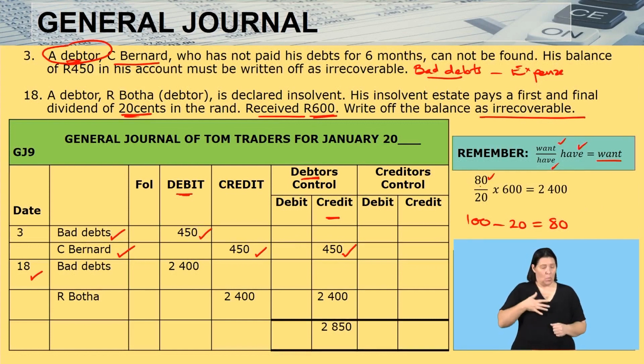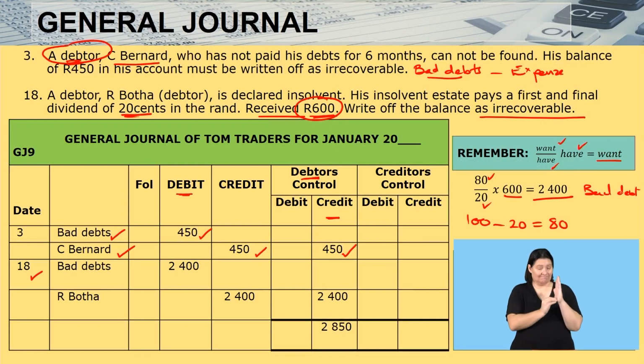This is what we want, 80. And what we have is what we have received, the 20 cents. And the 20 cents are equal to the 600 rands, which is this one. It therefore means the amount that we are looking for is 2,400. That becomes my bad debt amount.